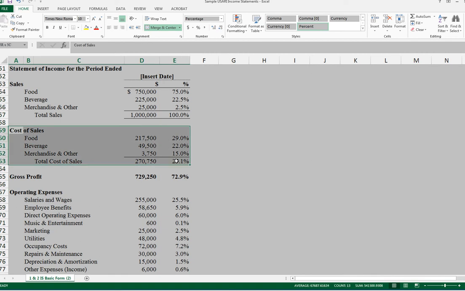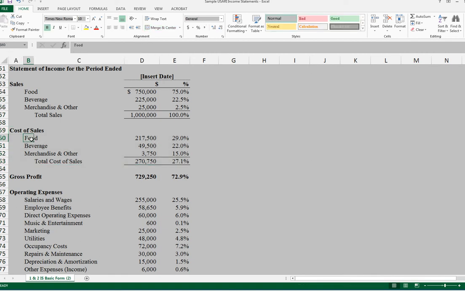For each cost of sales, the percentage is as a percentage of its respective sales line. So for example, food cost of sales is a percentage of food sales, and beverage cost of sales is a percentage of beverage sales. These specific line items under cost of sales are as a percentage of their respective sales lines. They are not as a percentage of total sales, as is the case with every other line on the Uniform System of Accounts.